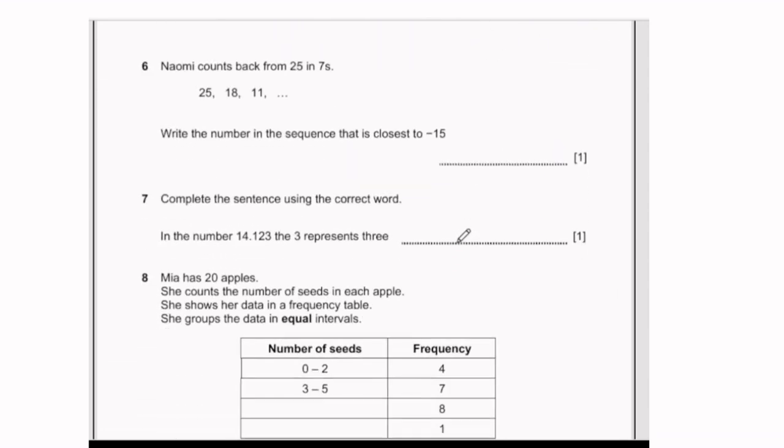Now number 6, Naomi counts back from 25 in sevens. She counts back, so that means subtracting. So it is minus 7. Write the number in the sequence that is closest to negative 15. These questions are actually for paper 1, so you can easily use a calculator for that. So 25 minus 7 is 18, minus 7 is 11, 11 minus 7 is 4, then 4 minus 7 is negative 3, then negative 10, negative 17, right?